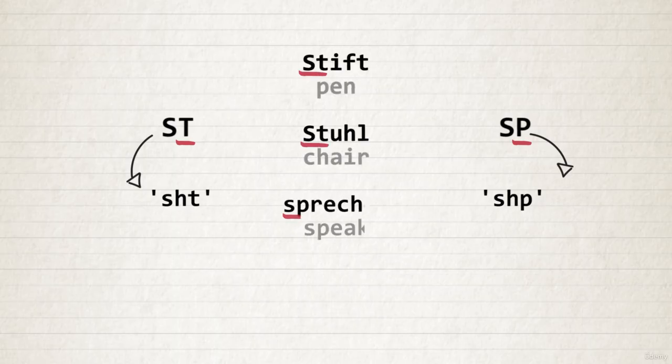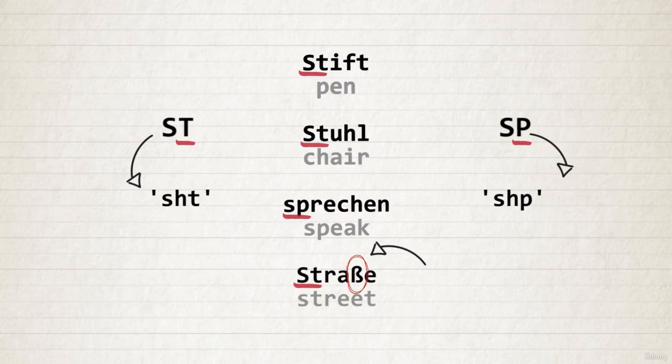While there is obviously a letter S written here, in the combination with the letter T, it gets pronounced as sht, and in the combination with the letter P, it gets pronounced as shp. Like in Stift, Stuhl, Sprechen, or Straße.